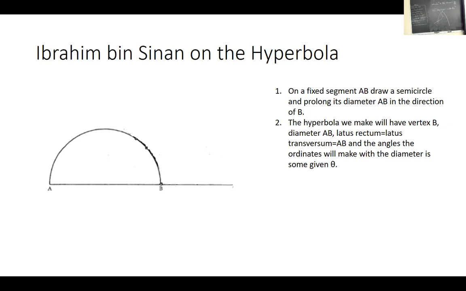And the angle the ordinates will make with the diameter is some given angle theta. So in this thing here, you're given some angle, right? Typically, we do things with 90 degrees, but with this, we can say we're given some angle, and that's the angle the ordinate is going to make with the diameter. Remember, for it to be an axis, that angle has to be 90 degrees, but it doesn't have to be 90 degrees.